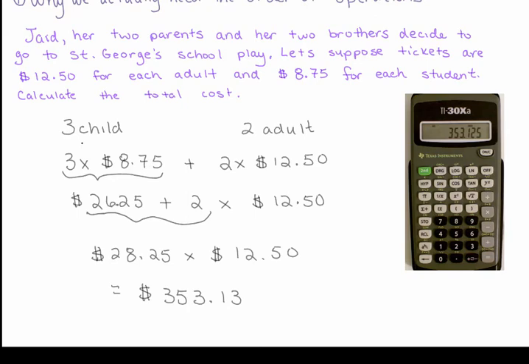Now, when we see a number like $353.13, our alarm bell should really be going off. Our math intuition should be telling us, hey, this number makes no sense whatsoever. We only have 3 children and 2 adults, and these tickets are approximately $10 each. This $353 really makes no sense, and that's because we used the incorrect order of operations, or really we didn't use order of operations at all.